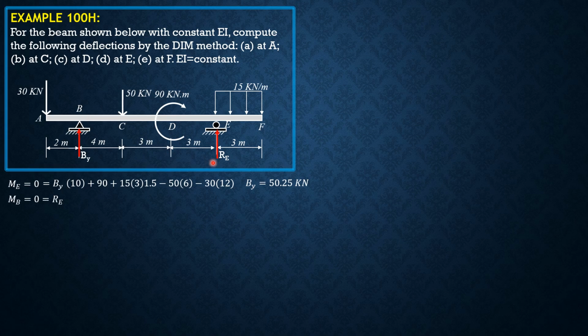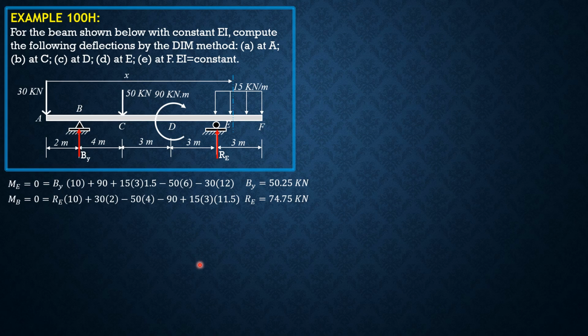Then summation of moment about B equals 0. So we have R sub E times 10 plus 30 times 2 minus 50 times 4 minus 90 plus 15 times 3 times 11.5. So 10 plus 1.5 is 11.5. So R sub E is equal to 74.75 kilonewtons.